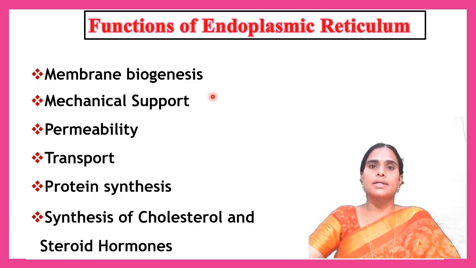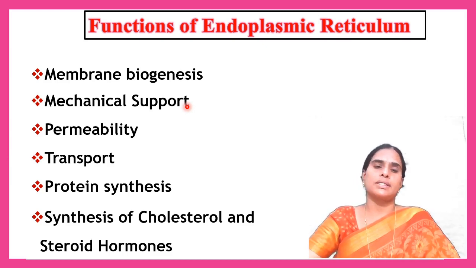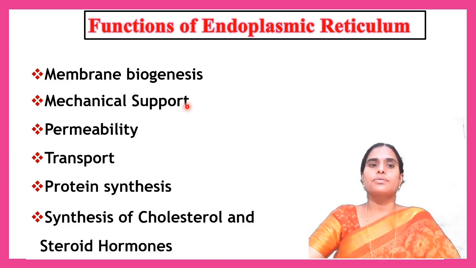Inside the cell, there is a colloidal substance called cytoplasm. Because of its colloidal nature, it is not able to hold a form. The endoplasmic reticulum divides the cell into compartments and gives support to the cell. So, it is called the cytoskeleton of the cell.